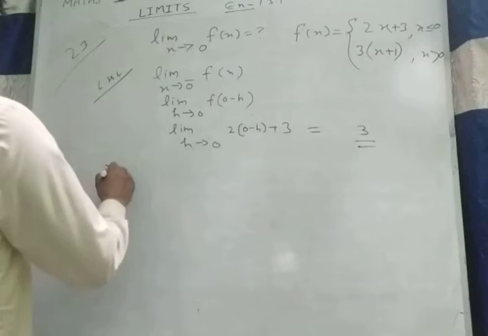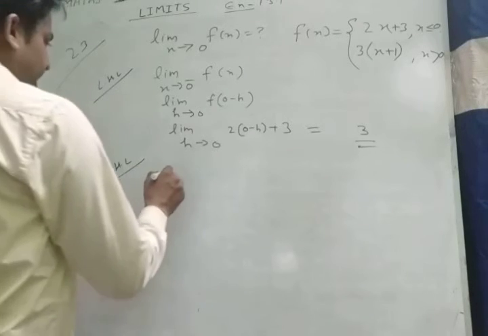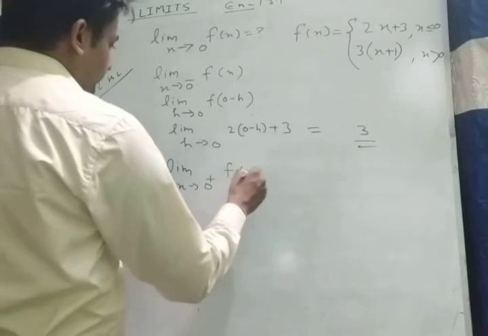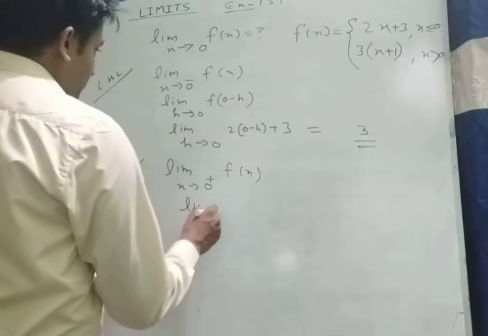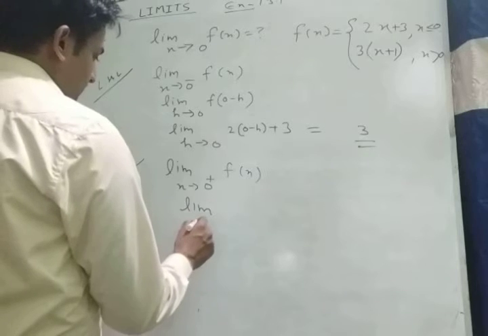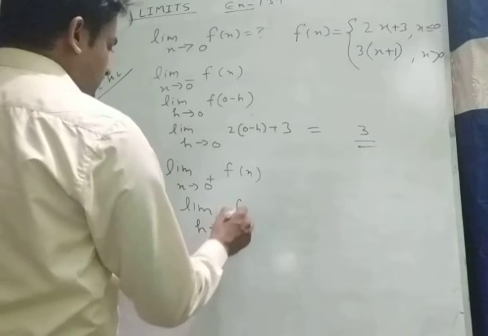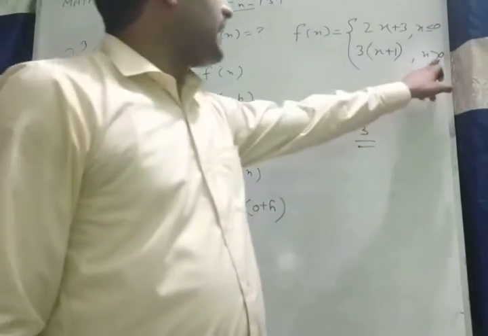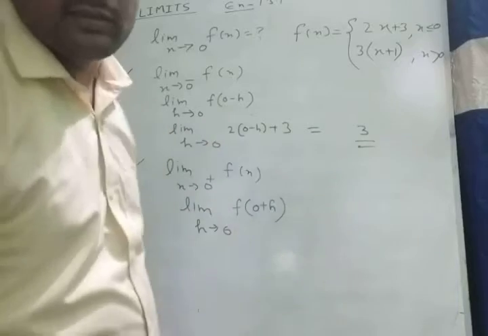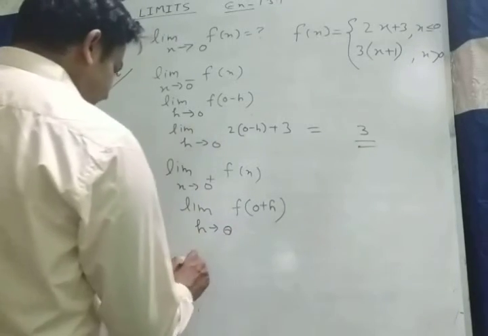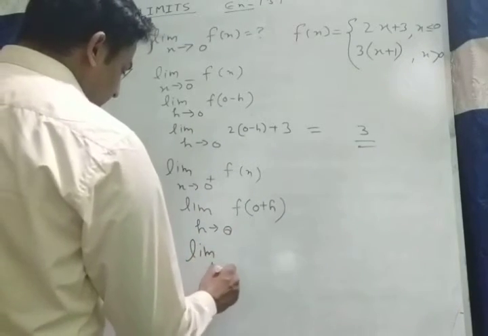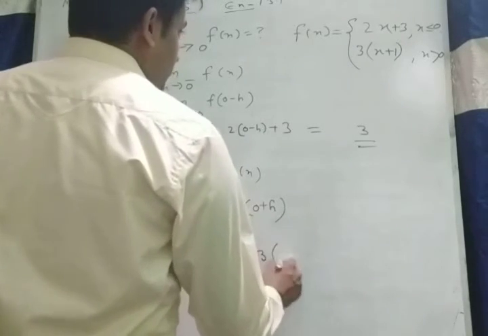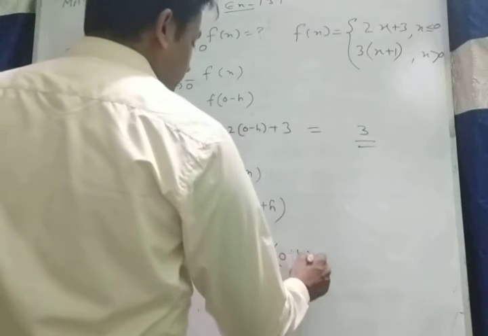Now take right hand limit. Limit x tends to 0 plus f(x). Limit h tends to 0, f(0 plus h). Now when x is greater than 0, the function is this. So let limit h tends to 0, 3(0 plus h).